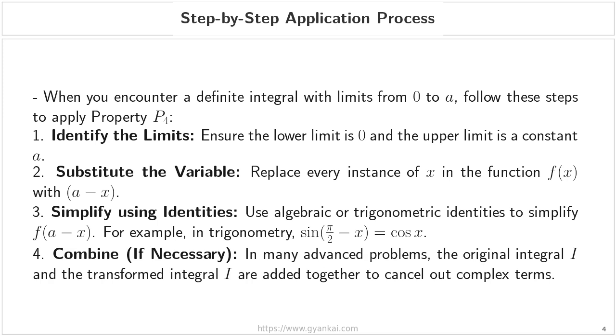Finally, combine if necessary. This is a technique we'll see in more complex problems, and we'll start seeing it in the examples on the next few slides. Often, simply substituting and simplifying isn't enough to solve the integral directly. The trick is to add the original integral, which we often denote as I, to the transformed integral, the one we got after applying property P4. By adding them together, terms often cancel out, leaving you with a much simpler integral that you can easily solve.